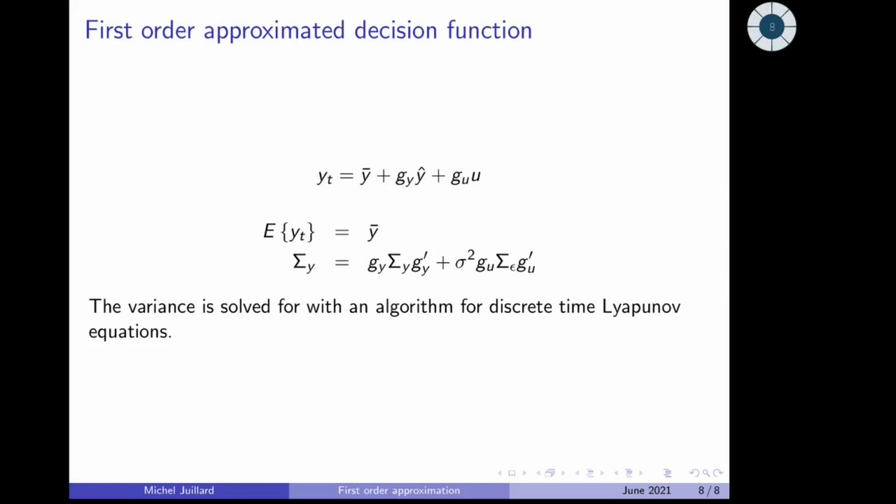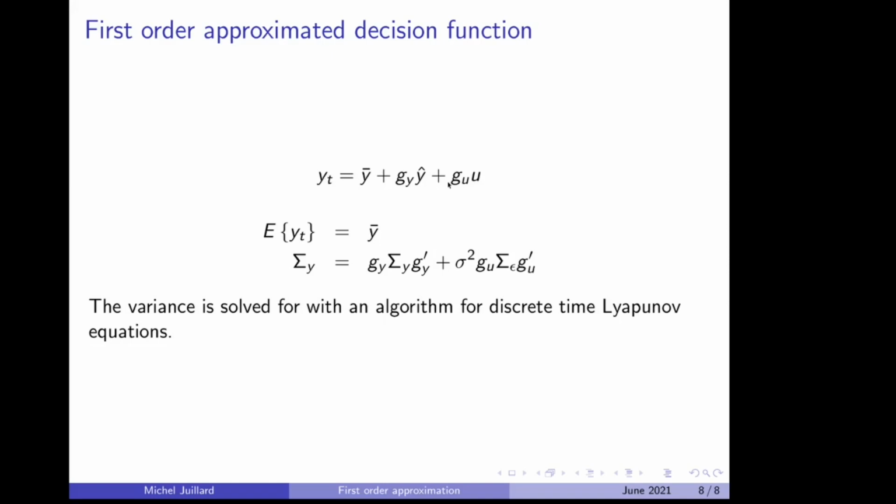So if I put things together, I will have that the first order approximation of the endogenous variable yt is equal to their steady state value plus gy times (yt minus 1 minus y bar) plus gu times ut. It looks a lot like a VAR system, except that not all the variables are necessarily observed in a linear rational expectation model.